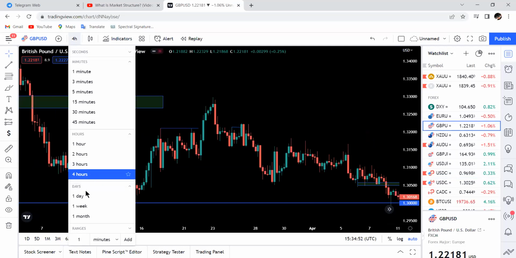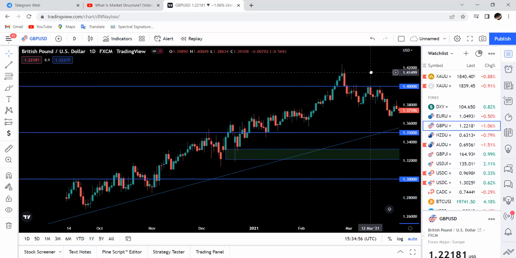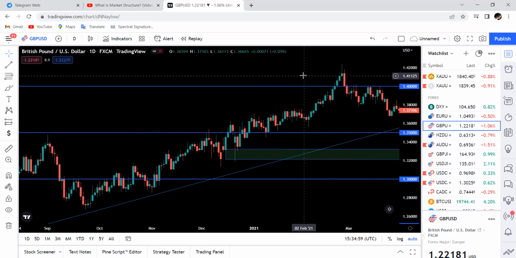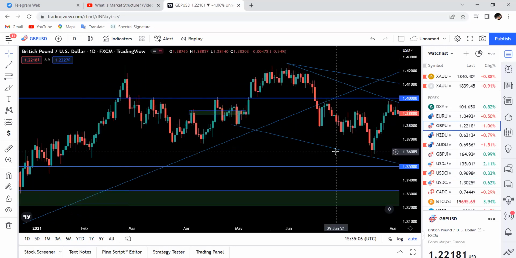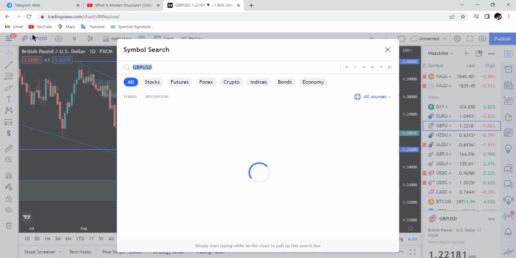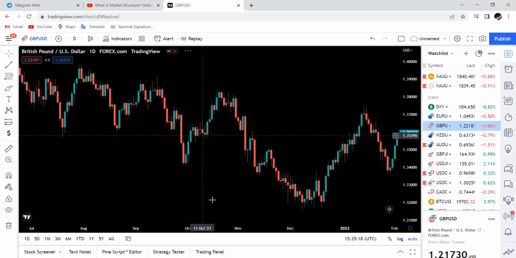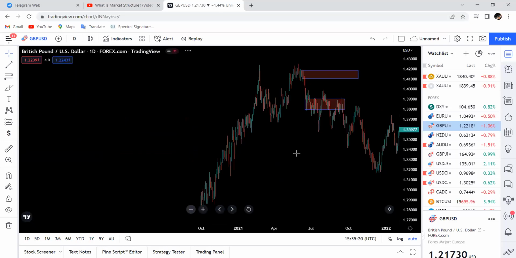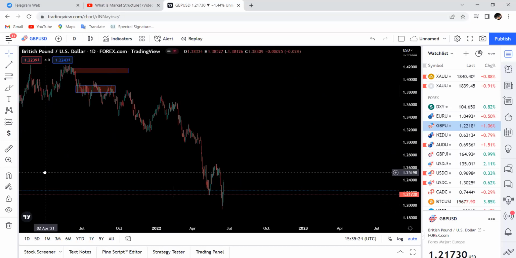Now let's go to the daily time frame. This is GBP USD. Now this is the daily time frame. What is this market called? This is an uptrend, this is an uptrend market. And what about this? Mine is having a lot of drawings. What would you call this market right here?